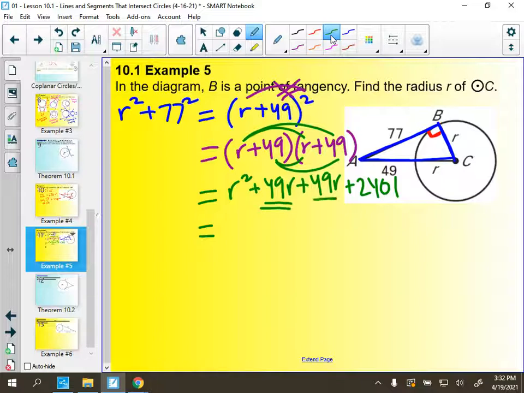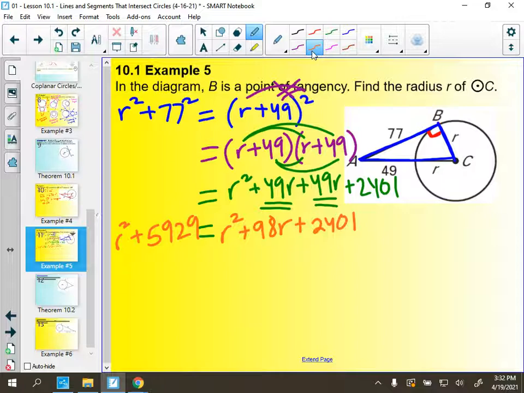These don't cancel out. So when it's all said and done on this right side here, the R squared is going to stay there. The 49 plus 49 is 98R. And then I've got my 2401. So it's a little bit of a process there, but we can do it. It's a skill that we should have become proficient with in an algebra class. Left side, I know we haven't really done there. Let's catch up. The R squared is just staying put. And then at some point we got to do this 77 squared. So we'll grab the calculator and say, wow, that's a huge number, 5929.